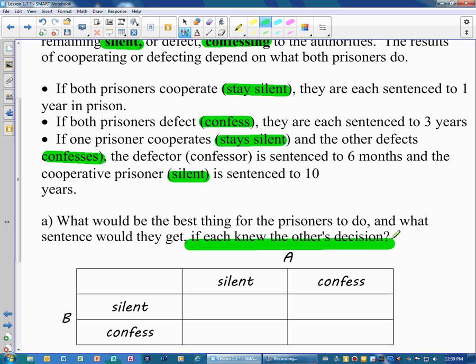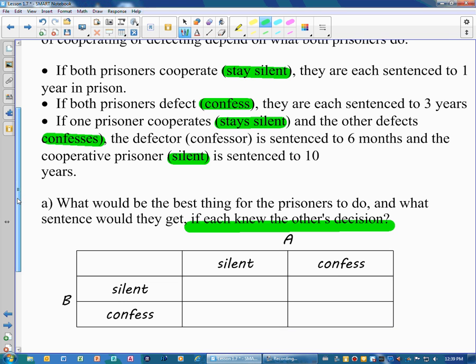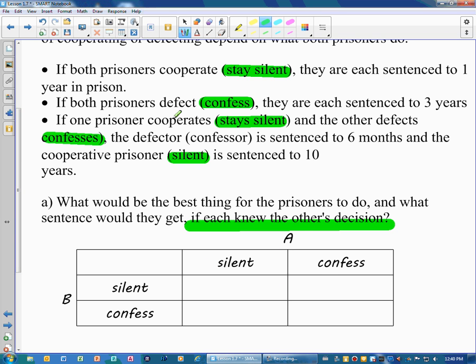Well, that's kind of easy. If they each knew each other's decision, I made up a table here that we could use to keep track of what happens. Okay, so if both stay silent, this is prisoner A here. Let's get a pen going. So this is prisoner A, and this is prisoner B here, okay? Prisoner A can either be silent or confess. Prisoner B can either be silent or confess.